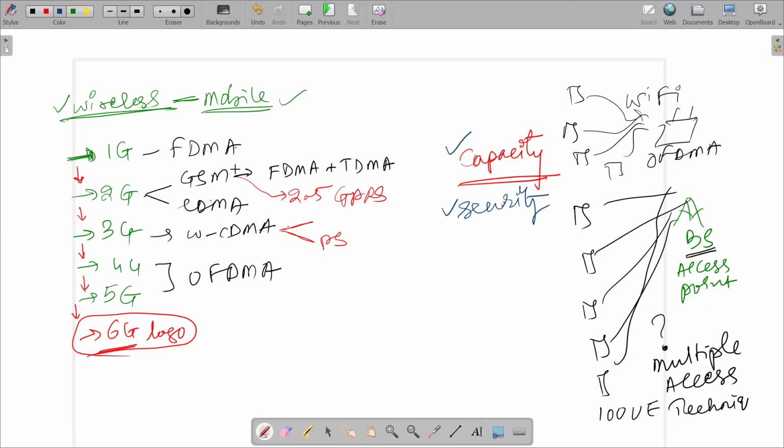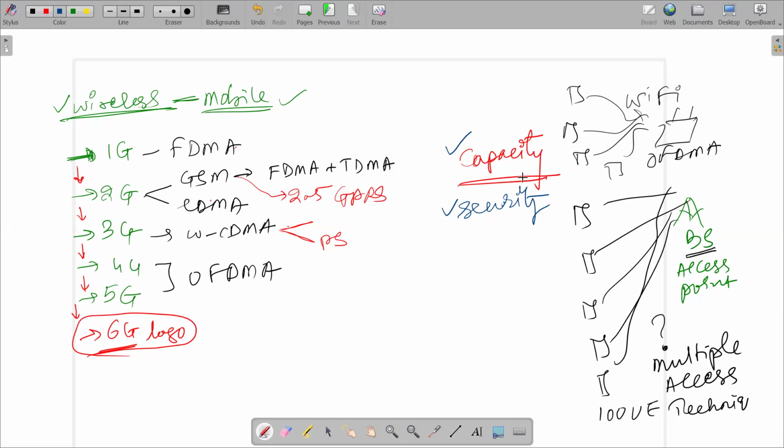Okay, because 1G was not secured that much. It is analog, right? If anyone wants to capture the call or capture the channel, they can easily tune to the analog and capture the communication. But when it comes to digital, we know zeros and ones, right? We can play with the zeros and ones in 2G, 3G, 4G, right? And capacity, then security, right?